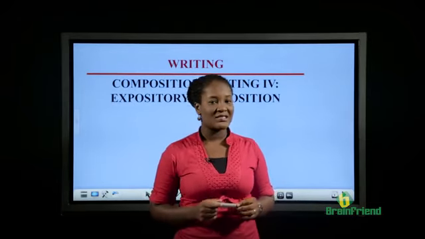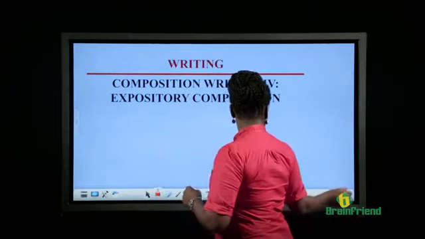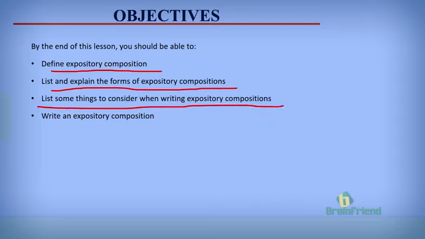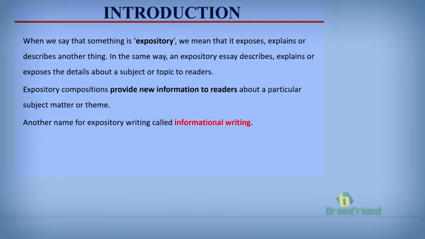Before we go into our lesson for today, let's take a look at the objectives for our lesson. By the end of today's lesson, you should be able to define expository composition, list and explain the forms of expository compositions, list some things to consider when writing expository compositions, and write an expository composition. So these are the things we are supposed to be able to do by the end of today's lesson. Now, let's go to our lesson for today.